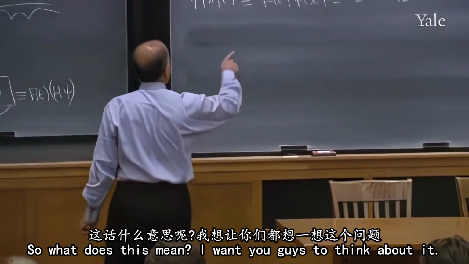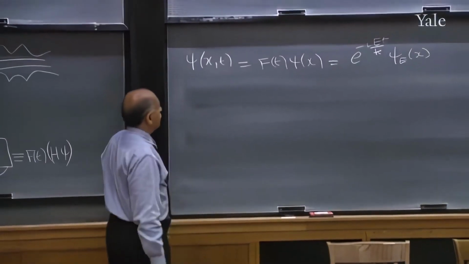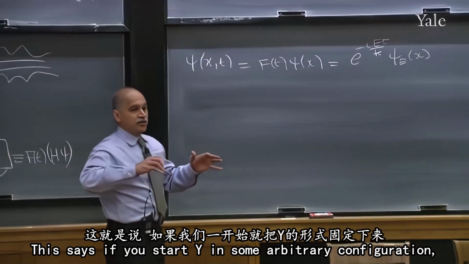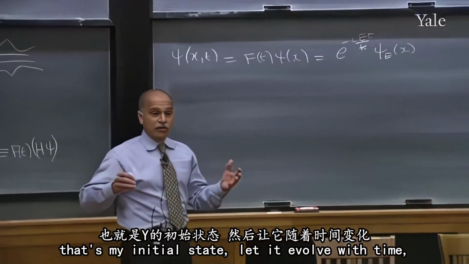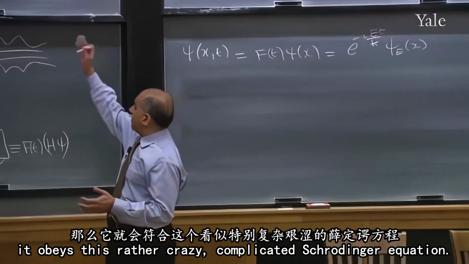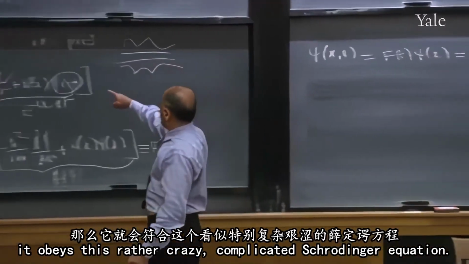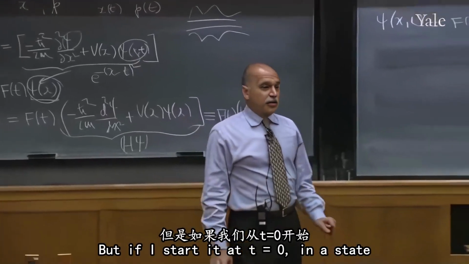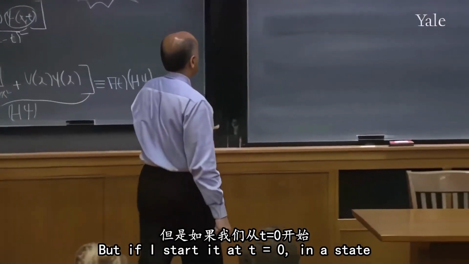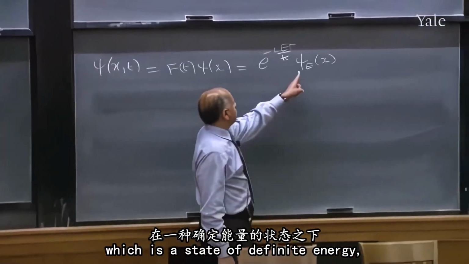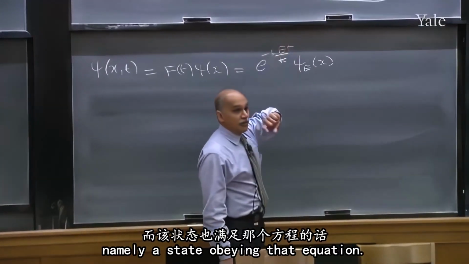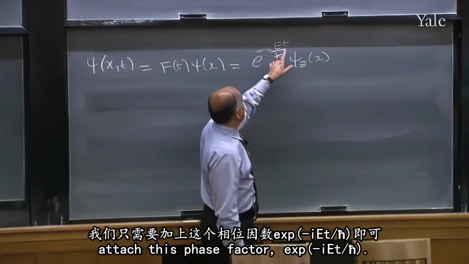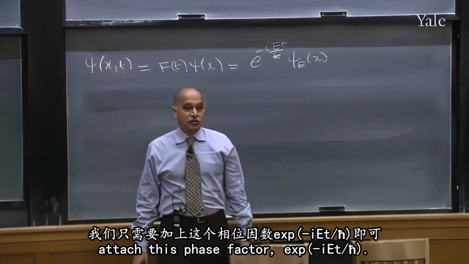So what does this mean? I want you guys to think about it. This says if you start psi in some arbitrary configuration, that's my initial state, let it evolve with time, it obeys this rather crazy, complicated Schrodinger equation. But if I start it at t equal to 0 in a state which is a state of definite energy, namely a state obeying that equation, then its future is very simple. All you do is attach this phase factor, e to the minus iEt over ħ.